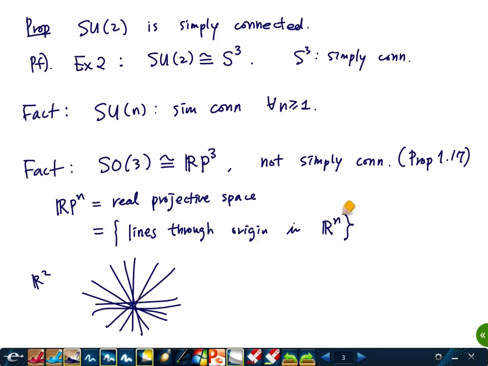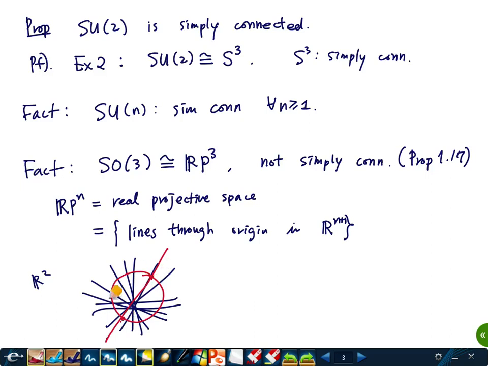Oh, actually, it should be R plus 1, because the dimension is decreased by 1. So this means the dimension of this space should be R plus 1. So this is something like a circle, a unit circle, but these antipode points are identified, because a line through the origin passes through these two points, and we have to consider this as just one single point.